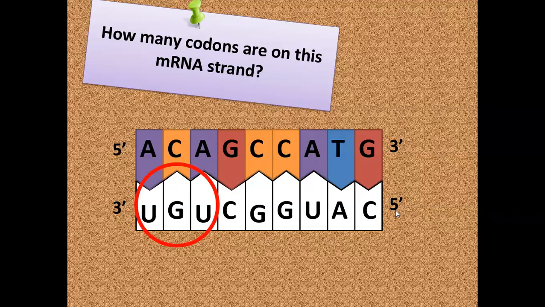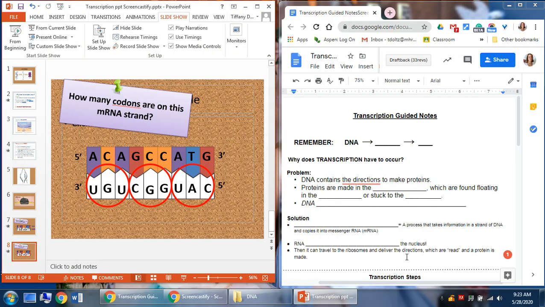1, because I have 1, 2, 3 bases. 1, 2, 3 bases. 1, 2, 3 bases. So in this strand of mRNA, I have 1, 2, 3 codons because I have to read in groups of 3. That is the end of my PowerPoint for you.